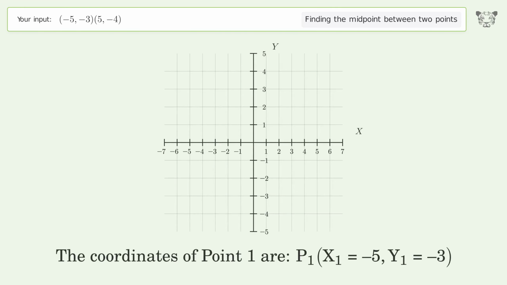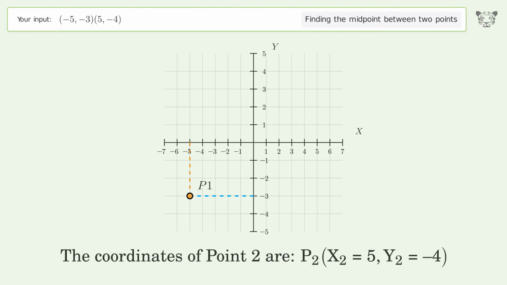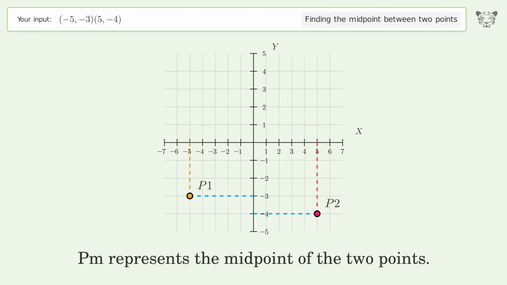The coordinates of point 1 are x1 equals -5, y1 equals -3. The coordinates of point 2 are x2 equals 5, y2 equals -4. PM represents the midpoint of the 2 points.